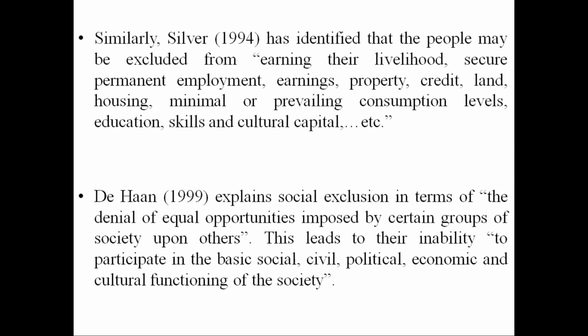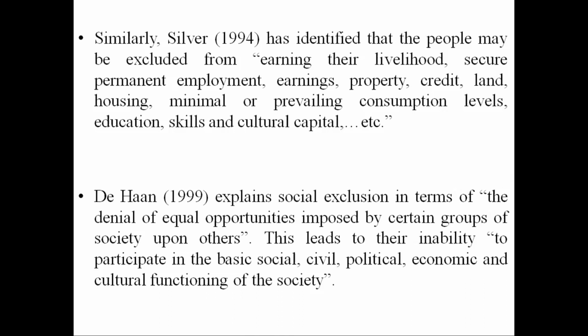Now, going further, I would like to mention here Hilary Silver, who has identified certain spheres of social exclusion for people. She talks about the sphere of earning a livelihood or secure permanent employment, holding property, or having credit, landholdings, possessing housing, having minimal or prevailing consumption levels, acquiring education, skills, cultural capital, and so on and so forth. So, according to different social sciences, we can add many more spheres here to make the approach to social exclusion studies very holistic. But here, Silver has identified these spheres in which exclusion can tentatively happen.